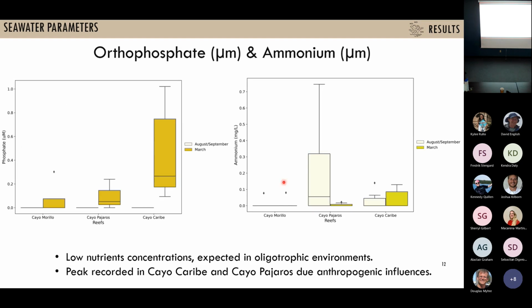Now with the nutrients, orthophosphate and ammonium, overall for both nutrients we have very low concentrations, which is great. I mean, it was a coral reef, so these were the expected concentrations for an oligotrophic environment. However, we have these peaks here in Cayo Caribe and Cayo Pájaros. Both reefs are super close to local communities, so this can be due to anthropogenic influences and the human activities around the estuary.